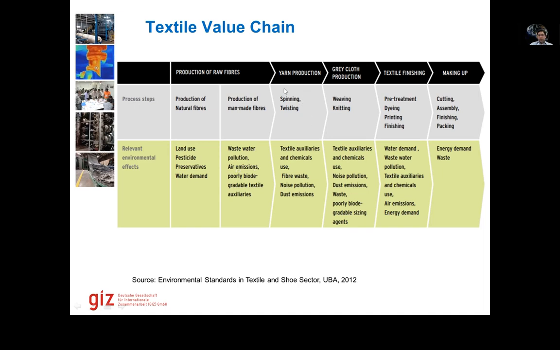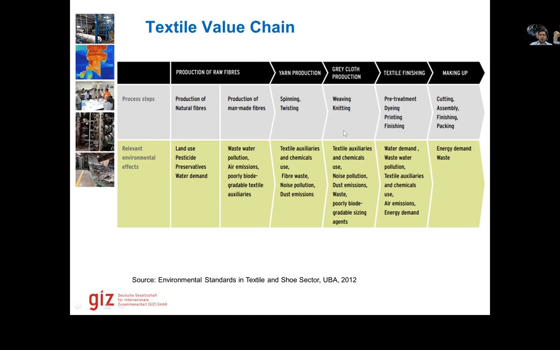In yarn production, when we are producing the yarn for further use in fabric making, we have processes like spinning or twisting. I will explain these processes going forward, but at the moment I'm just giving you a summary, where we have mainly electrical consumption, and then we have wastes like noise pollution, dust emissions, fiber waste, and a little bit of auxiliaries and chemicals as well, where maybe we have to apply sizing before it goes to the weaving process.